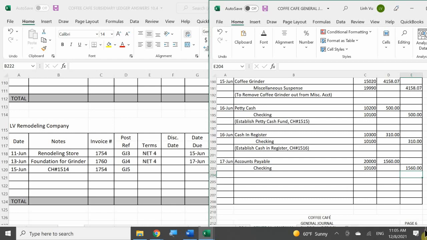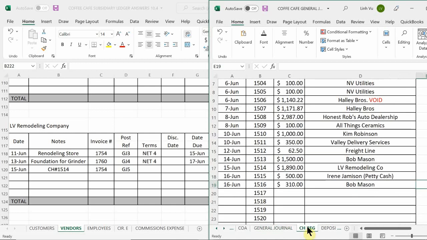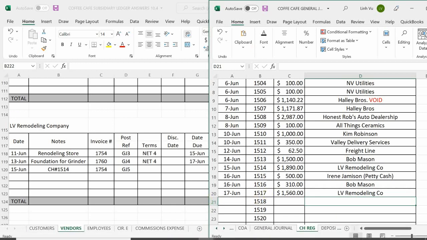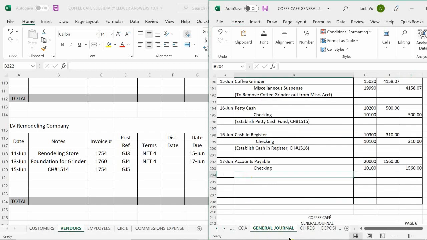And now you have to go to the check register and write the check. So in this case, yes, we're going to go to the check register. We need to cut the check for 1,560. To who? Las Vegas Remodeling, LV Remodeling Company. So we have check number 1517. Las Vegas Remodeling, check number 1517. What invoice am I paying off? 1760.